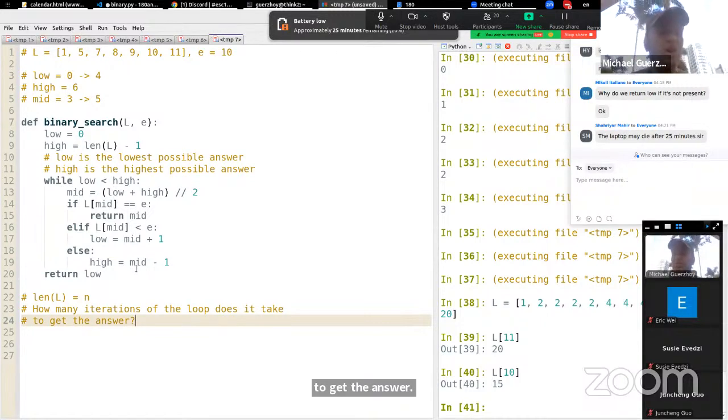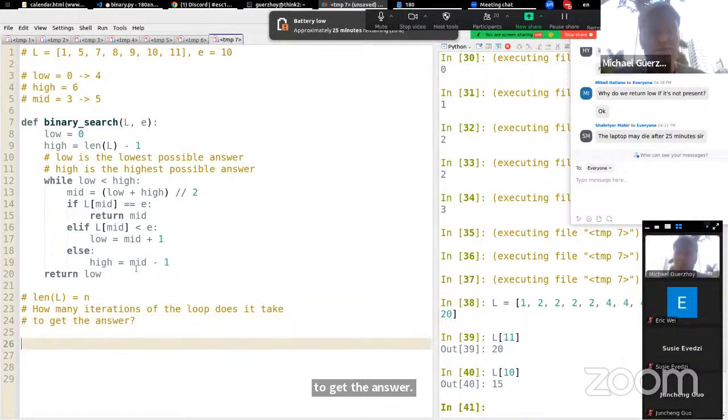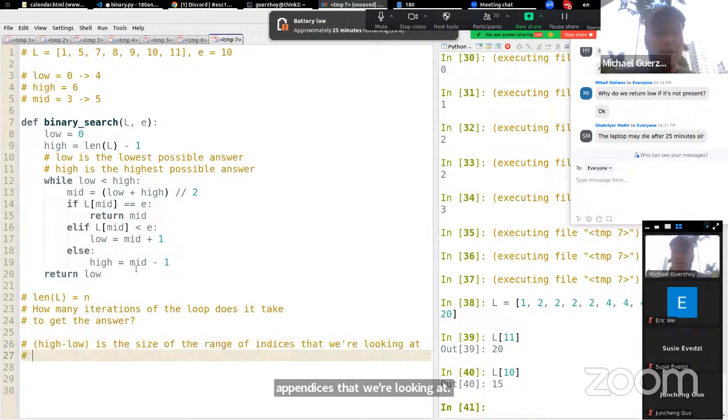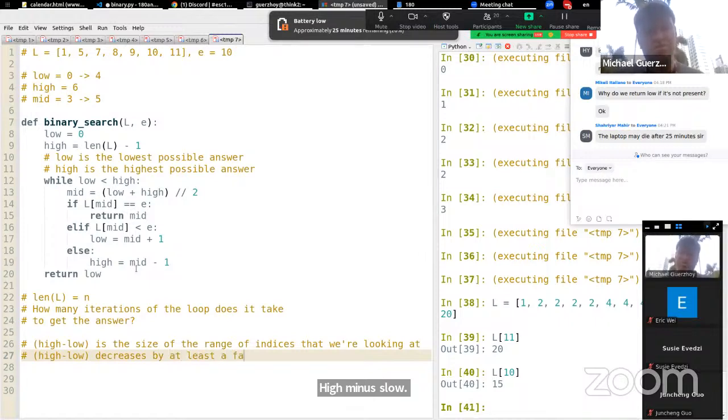Well, so we are going to do it kind of approximately. So high minus low is the size of the range of indices that we're looking at, right? And high minus low decreases by at least a factor of 2 every iteration, right? So why do I say at least?